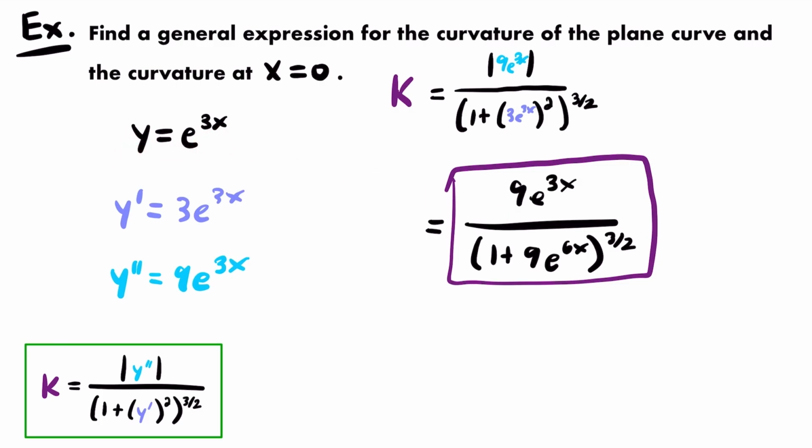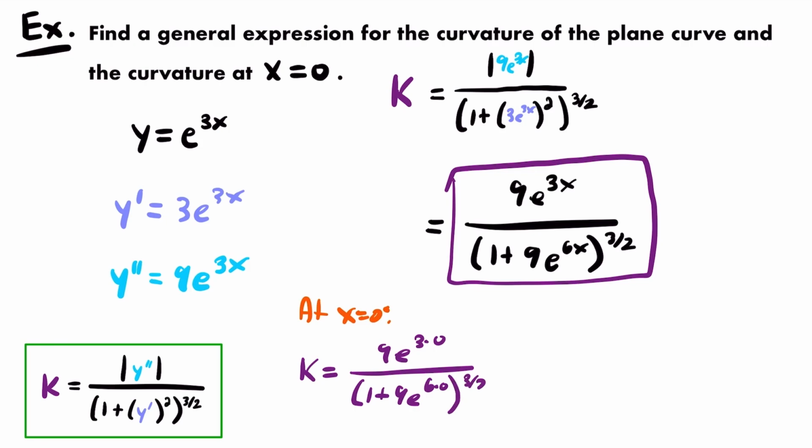Now we want to find the specific curvature at x equals 0, so let's plug 0 in for x. At x equals 0, the curvature k will be equal to 9 times e to the power of 3 times 0 divided by 1 plus 9 times e to the power of 6 times 0, to the 3 halves power. Simplifying, 3 times 0 is 0, e to the power of 0 is 1, so you just have 9 in the numerator, and then in the denominator, 9 times e to the power of 6 times 0, 6 times 0 is 0, e to the power of 0 is 1, so you have 1 plus 9, which is 10, to the power of 3 halves.